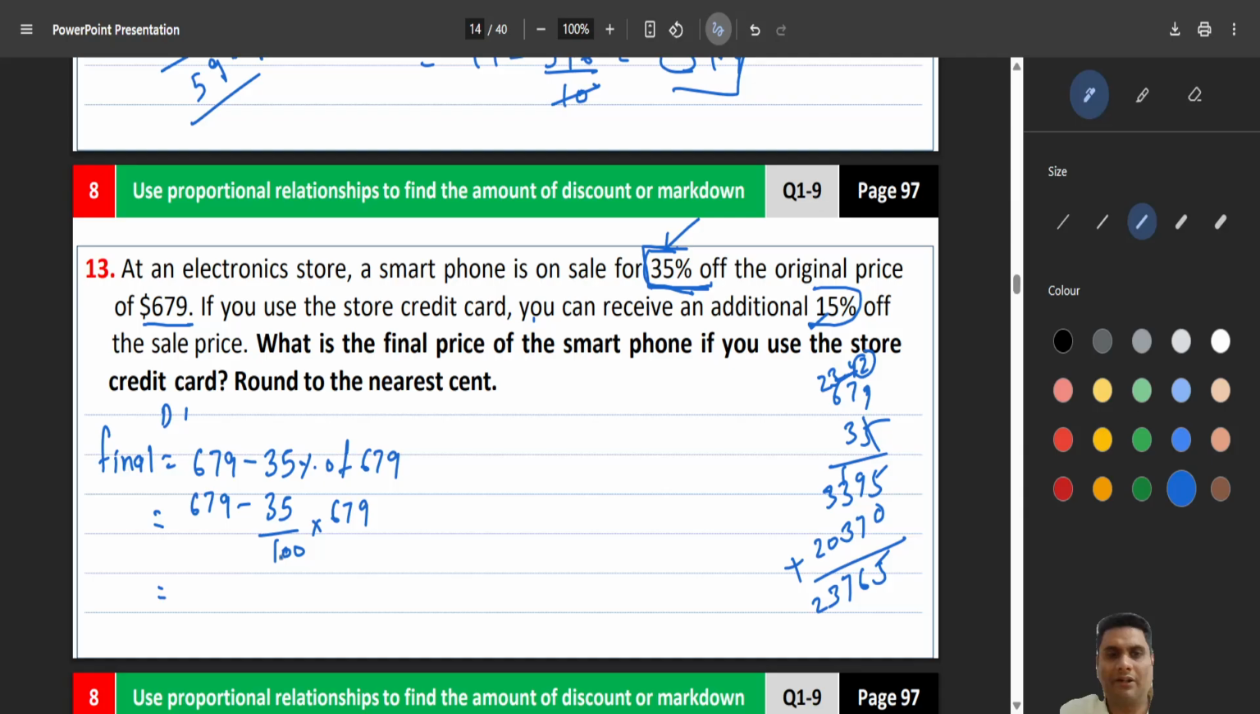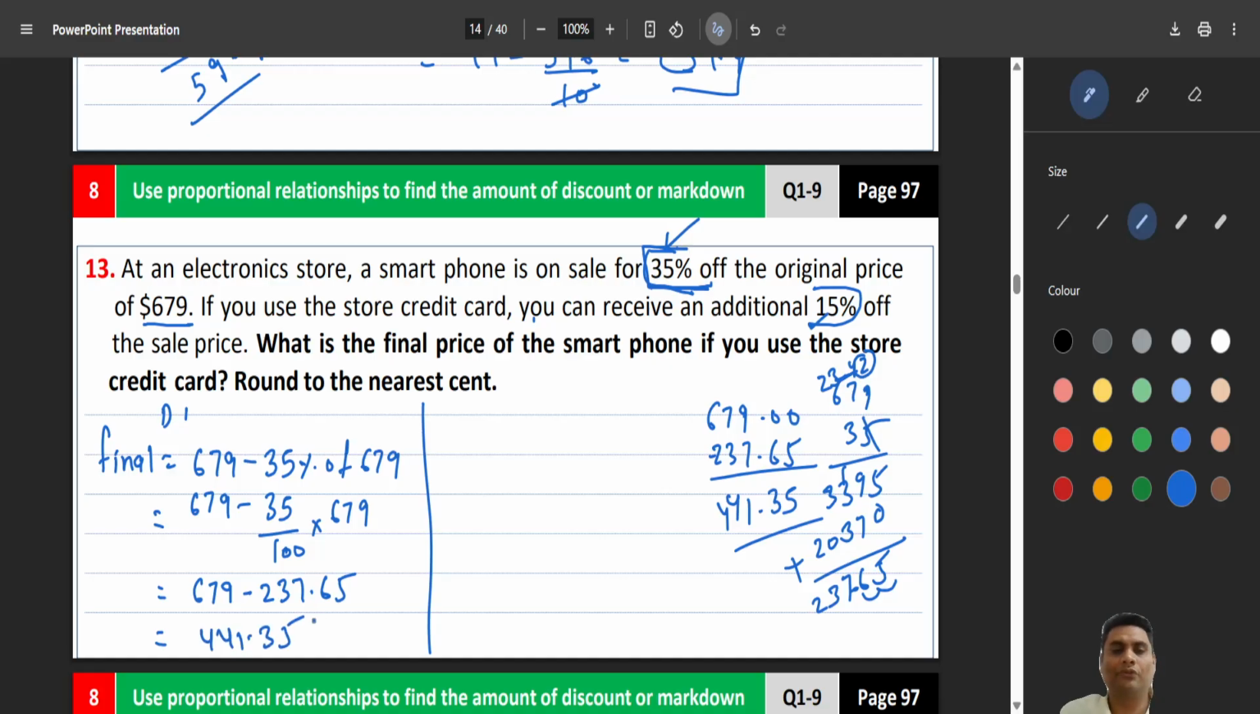Now, there is division by 100 also, right? Dividing by 100 means after 2 numbers, I will put the point. So this will become 679 minus 237.65. When you do the minus, do it here: 679 minus 237.65. I will do the subtraction quickly because I have already told you how to do it, so please let me save some time here. Okay, 441.35. Now this is my new price.